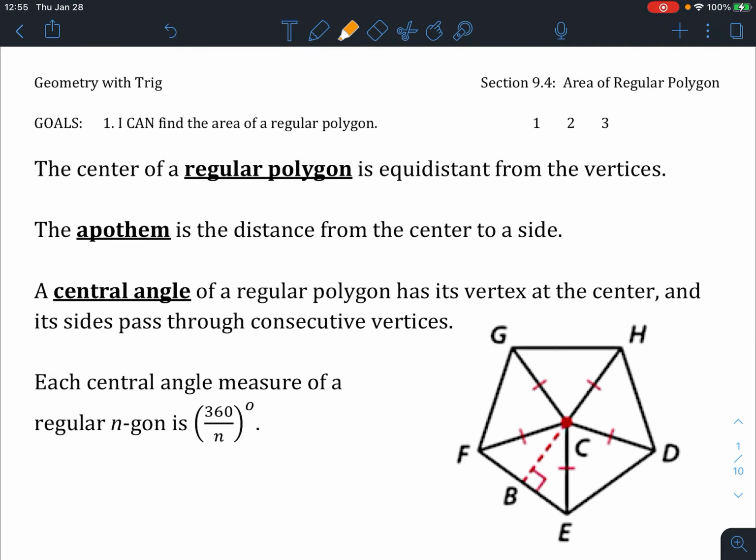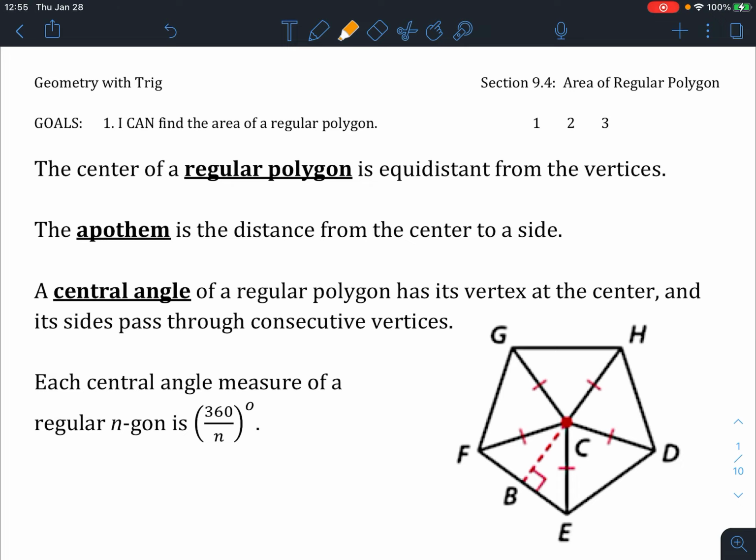Our next look at area is going to be area of regular polygons. So a regular polygon is just any polygon who has all their sides or all their angles congruent. Okay, so a couple definitions here, a couple new vocab words.